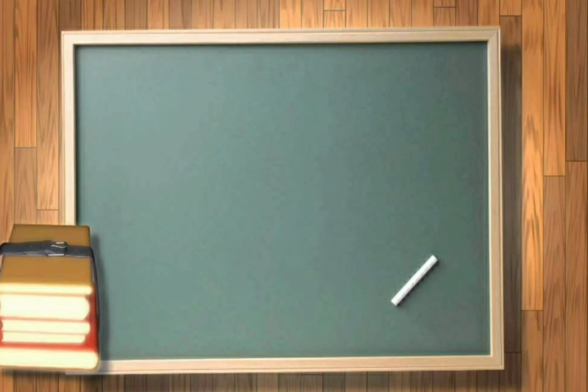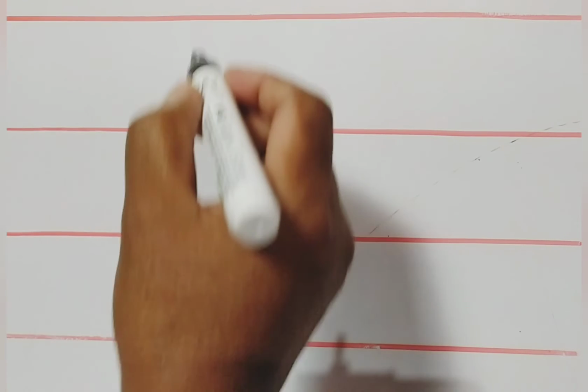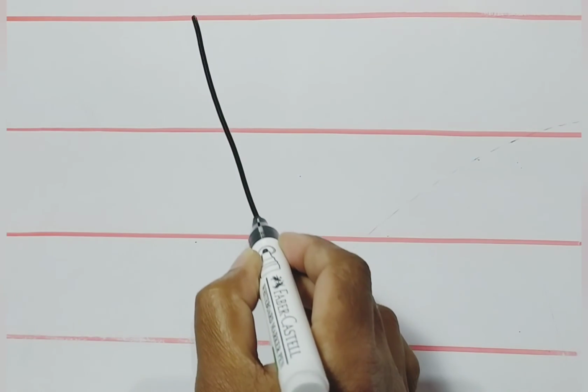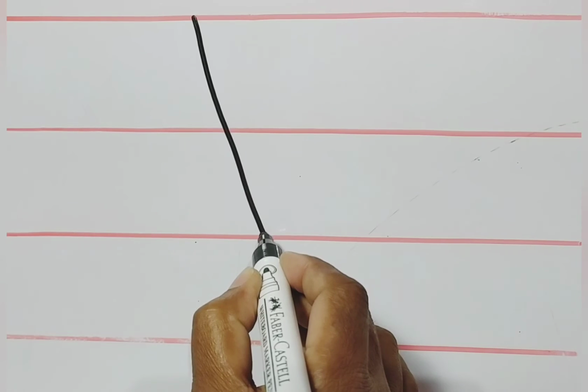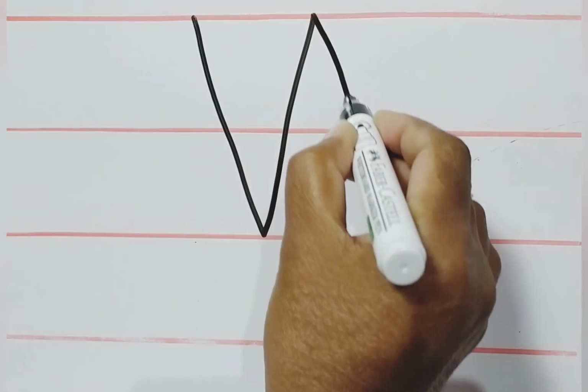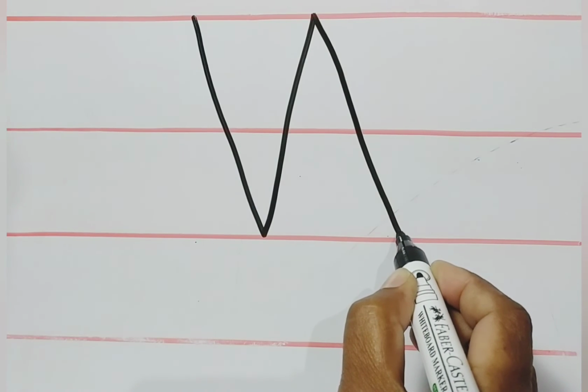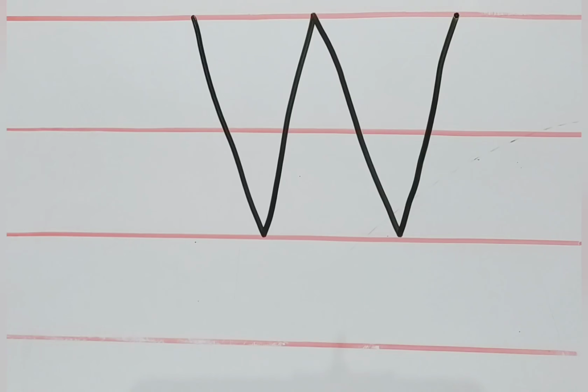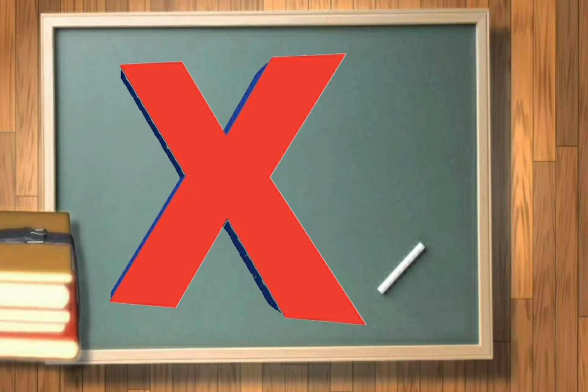Next letter W. Start from the top and draw a slanting line down to the right, then up to the top. Now again make a slanting line downwards and then a slanting line to the top. This letter is W. Next letter X.